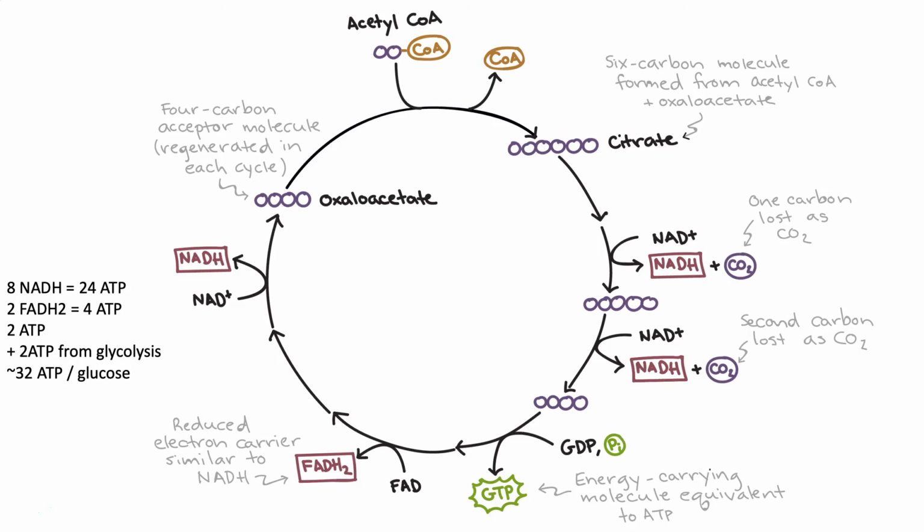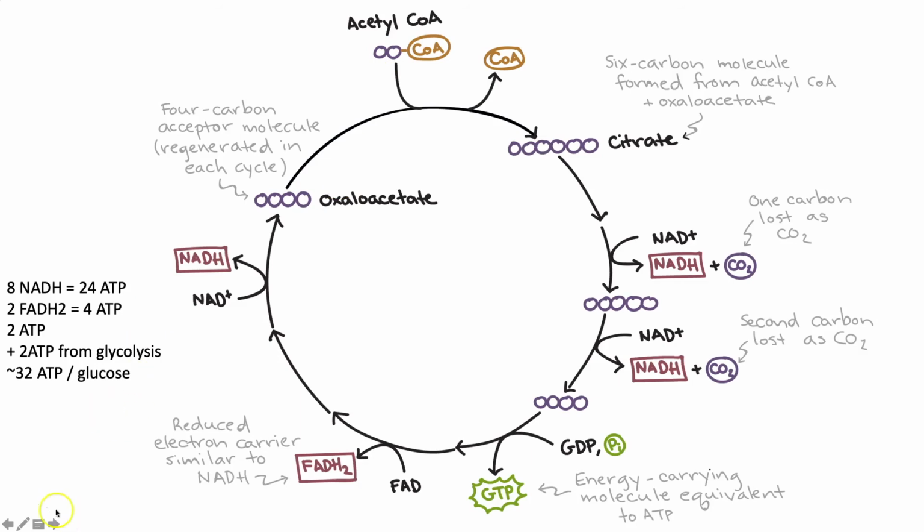It's simplified. We have 6 carbons, and we're going to lose 2 of them and make some NADHs. We end up with a GTP or an ATP, and we're going to end up with an FADH2 and an NADH and end up with a 4-carbon oxaloacetate. And then the process starts all over again.